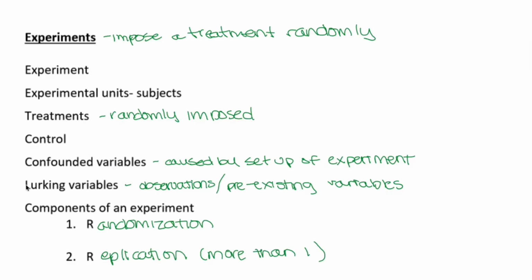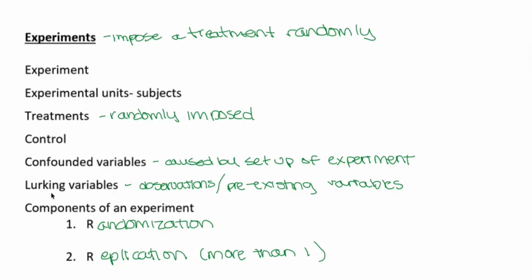Make sure you do not confuse those two variables. A confounded variable is caused by the setup of the experiment. A lurking variable is from observations or pre-existing variables. From the meaning, you will see the difference. The confounded variable arises when, during the experimental setup, you sometimes do not pay attention or overlook some details that may be a factor in our conclusion. Therefore, that factor becomes a confounded variable.